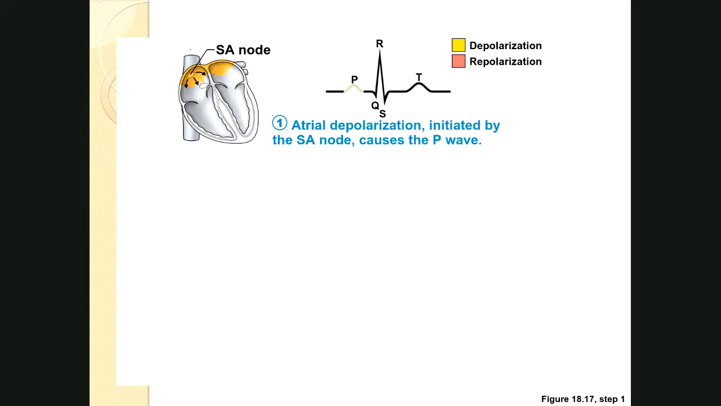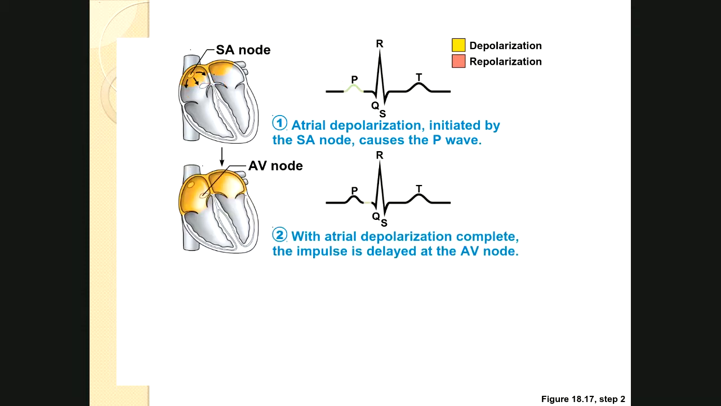It's going to start with this SA node. And that's right there. That's where it's going to start. It's going to spread over the surface of the atria. And that's the P wave. So it looks like that. And then we're going to pick up with the AV node. The AV node happens right here. And then it's going to spread down.